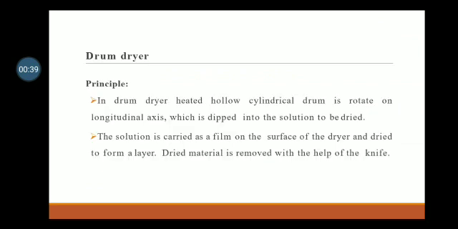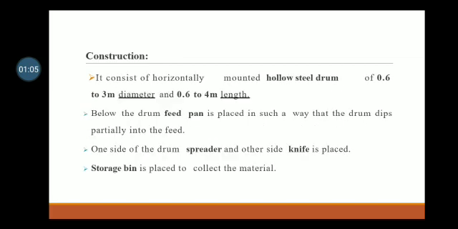Firstly, drum dryer. Principle: in drum dryer, a heated hollow cylindrical drum is rotated on its longitudinal axis, which is dipped into the solution to be dried. The solution is carried as a film on the surface of the drum and dried to form a layer. Dried material is removed with the help of a knife.